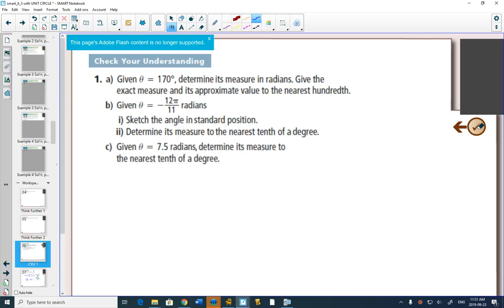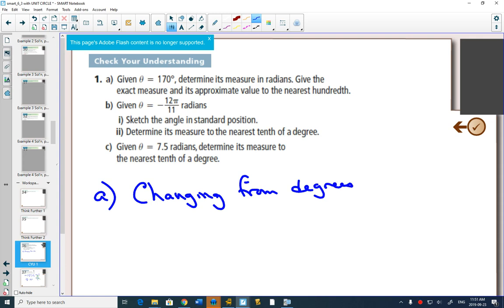And we have an angle of 170 degrees. We want to find its measure in radians. So in A, what we're doing is we're changing from degrees to radians. We want to figure out what 170 degrees is.